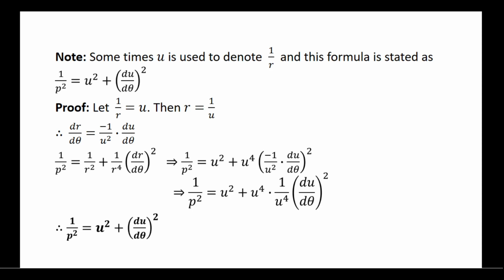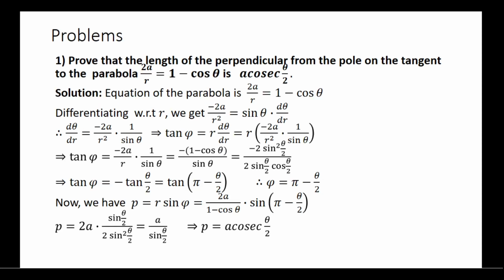Now we shall solve some problems on this. First problem: prove that the length of the perpendicular from the pole onto the tangent to the parabola 2a by r equal to 1 minus cos theta is a into cosecant theta by 2.